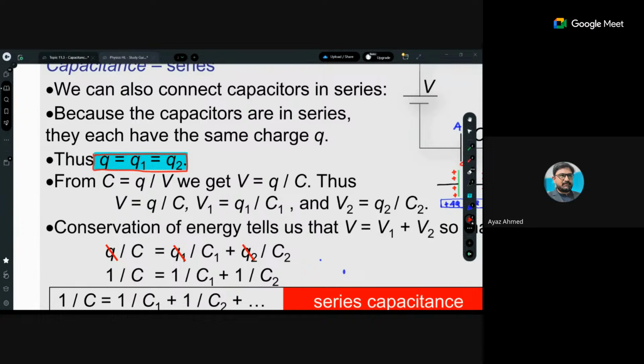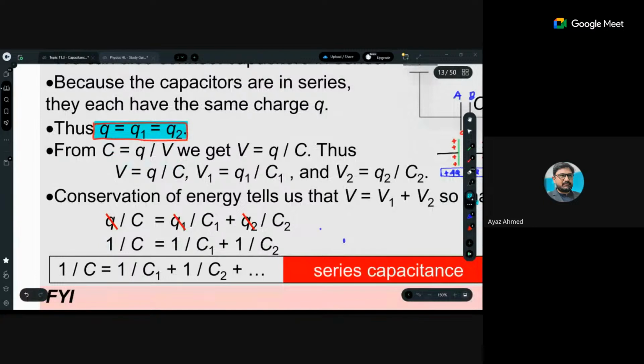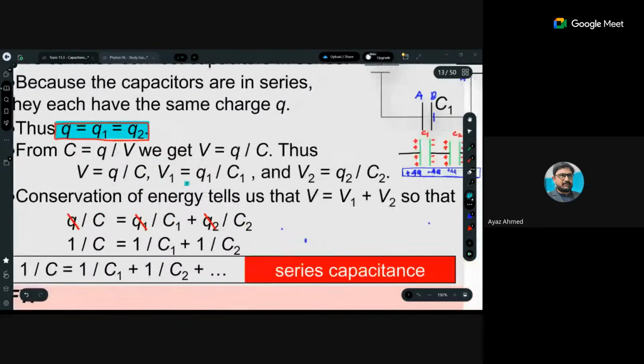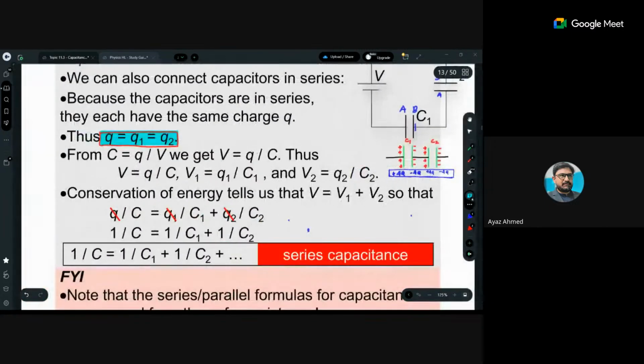Is it clear to you? Sir, what changes then? The voltage is changed. In series, the potential divider rule is applied, and the voltages across each capacitor are different. So we can say that V is equal to V1 plus V2.